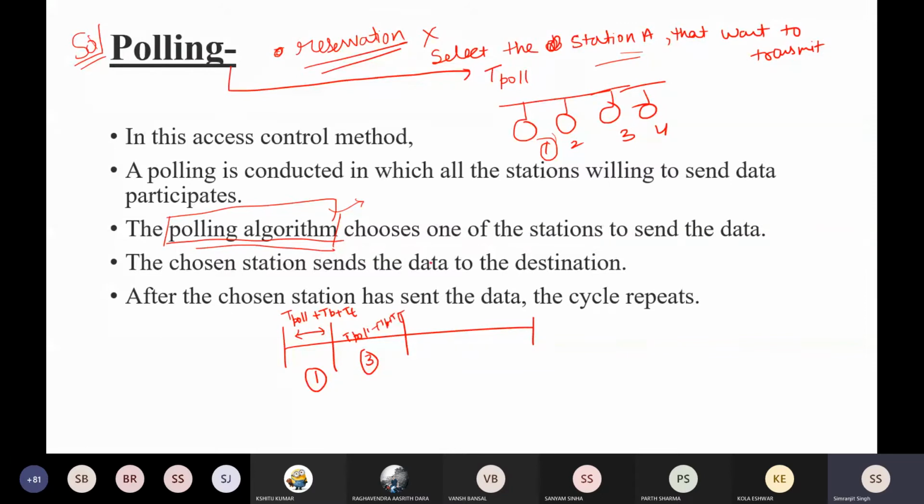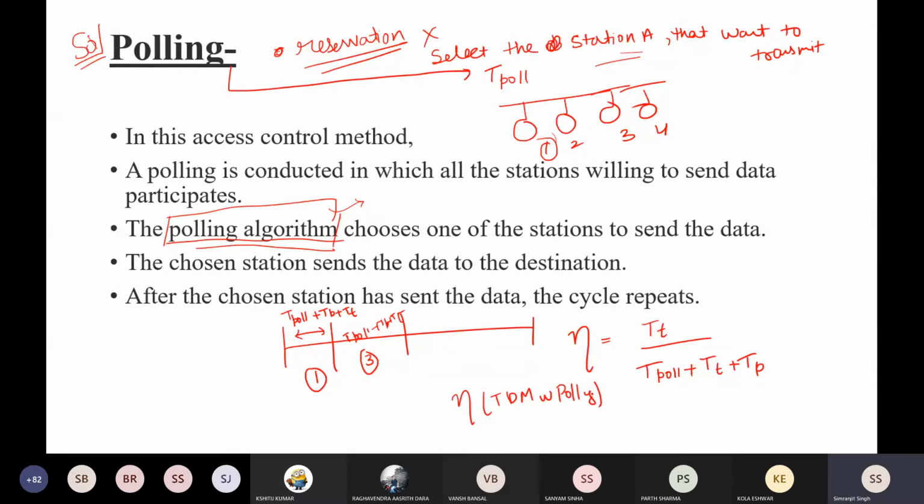Okay, so if you find out the efficiency, the useful work is only TT. The station is only doing useful work in the form of TT, putting the packet onto the link. The total amount of time will be T poll, the time required for polling, plus the transmission time, plus your propagation delay. So that is the efficiency of TDM with polling.